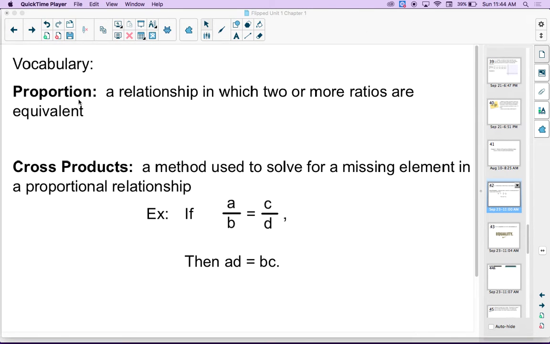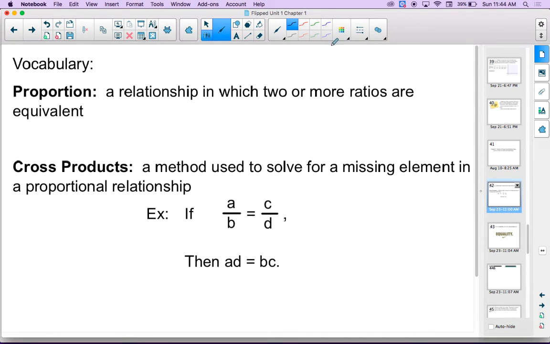Our first word is proportion. A proportion is a relationship in which two or more ratios are equivalent. So the idea here is that we've got these equivalent ratios going on. And that might mean that we have to do a little simplifying, do a little bit of finding unit rates, or we can use what we call cross products, which is our other vocab word for this lesson.